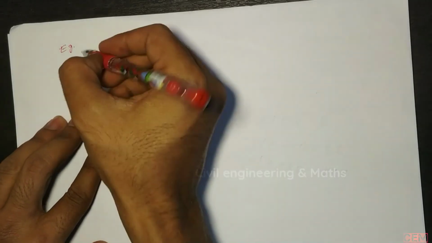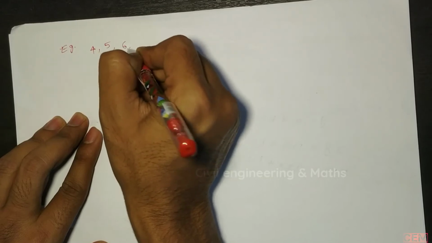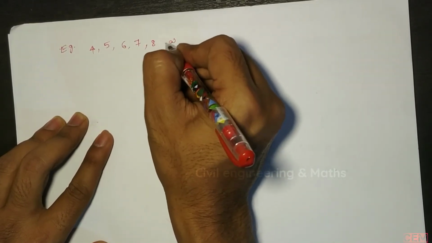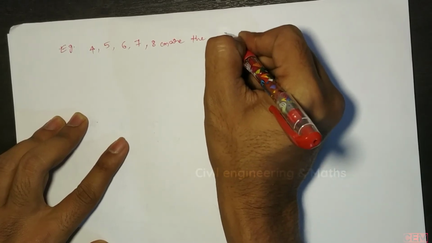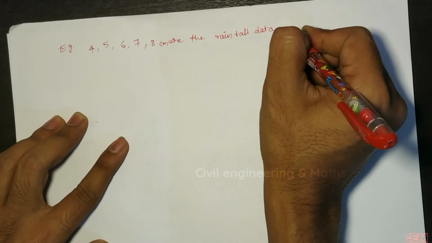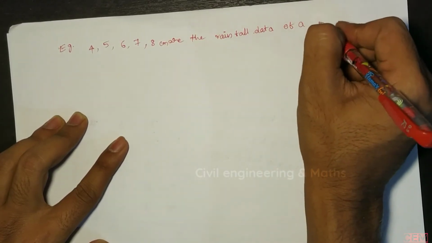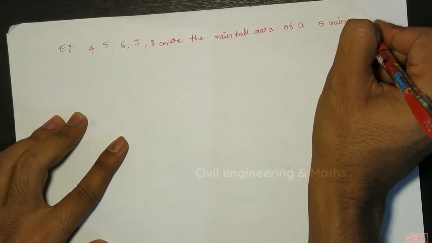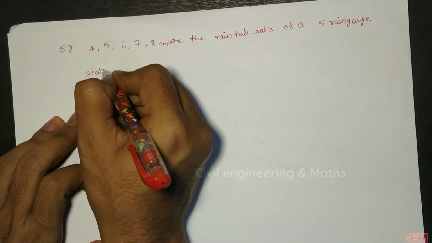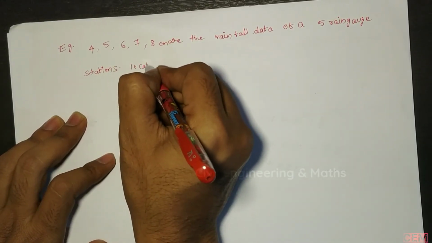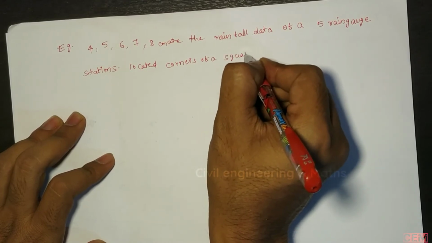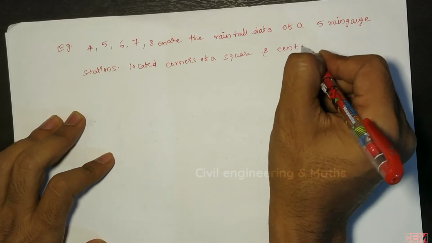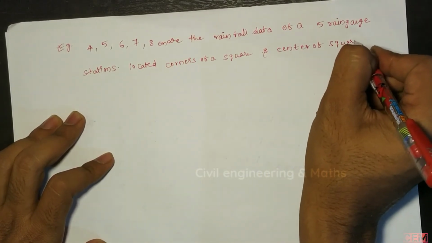Example: 4, 5, 6, 7, 8 centimeters are the rainfall data of 5 rain gauge stations located at the corners of a square and the center of the square respectively.